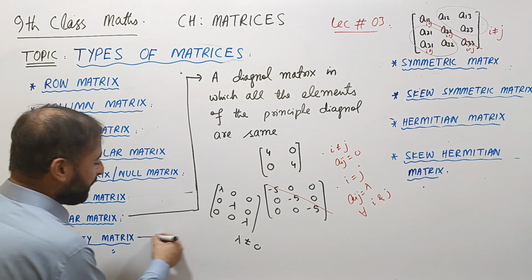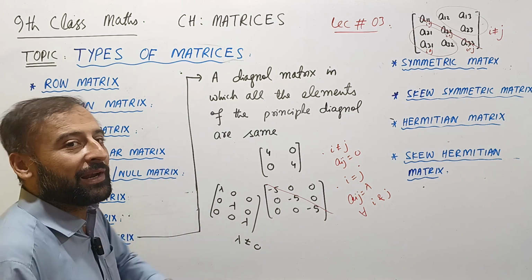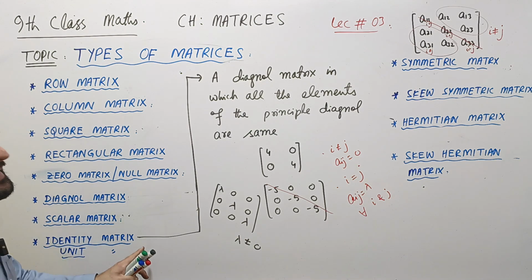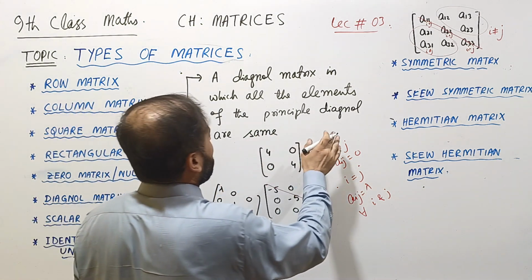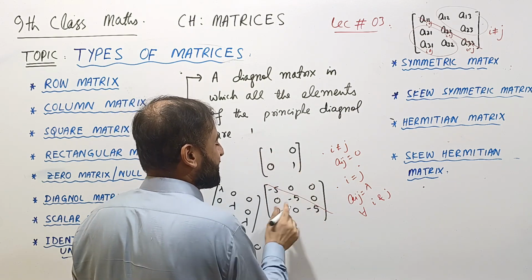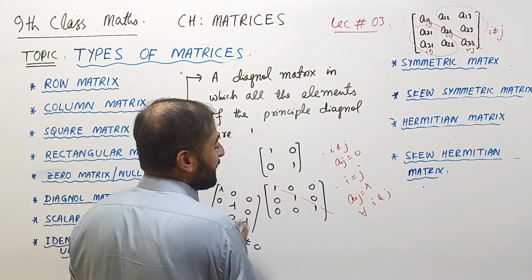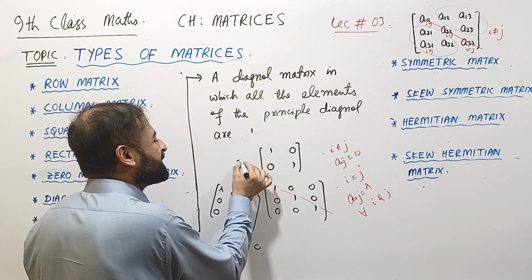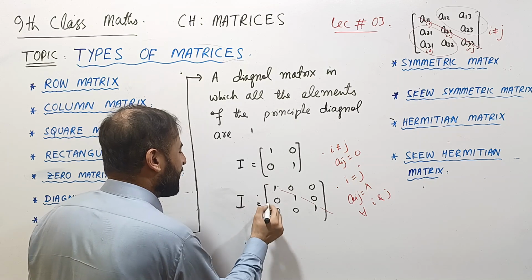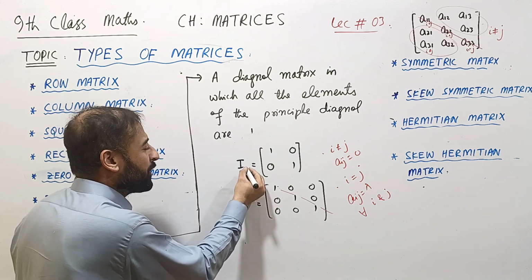Identity matrix: a scalar matrix in which all the elements of the principal diagonal are the same, and if they are 1, then we call it by another special name, the unit matrix or identity matrix, in which all the elements of the principal diagonal are 1. This is the 2 by 2 identity matrix. This is, students, the 3 by 3 identity matrix, generally represented by I. It is the identity matrix of order 3. For 3 by 3, we write 3 over here. We write 2 over here.